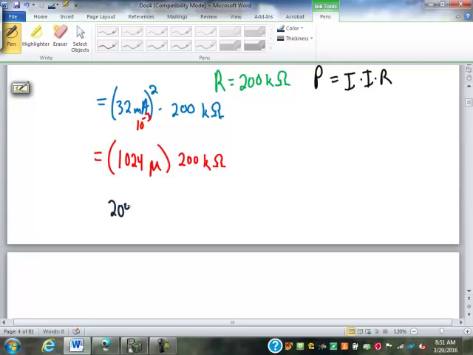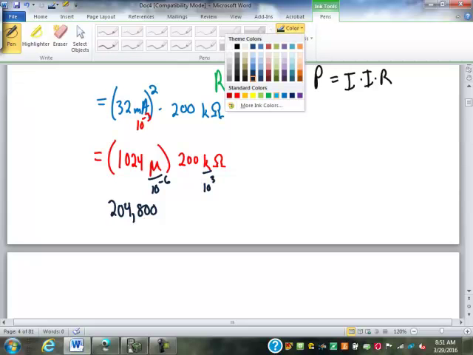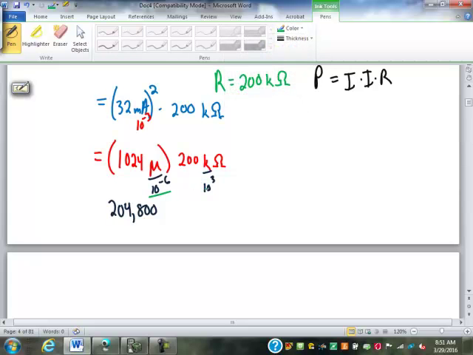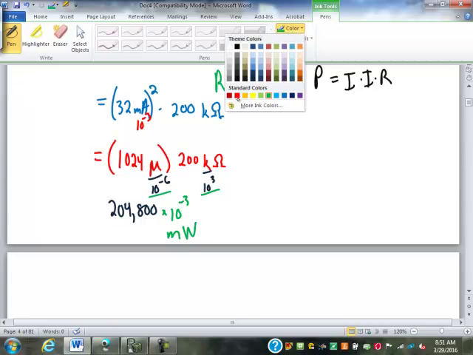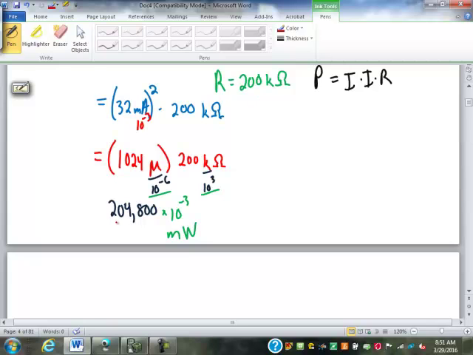$204,800. And I have micro times kilo. Kilo is 10 to the third. Micro is 10 to the negative 6, correct? Well, negative 6 plus 3 is 10 to the negative third, right? Or milliwatt. So I have 204,800 milliwatts.